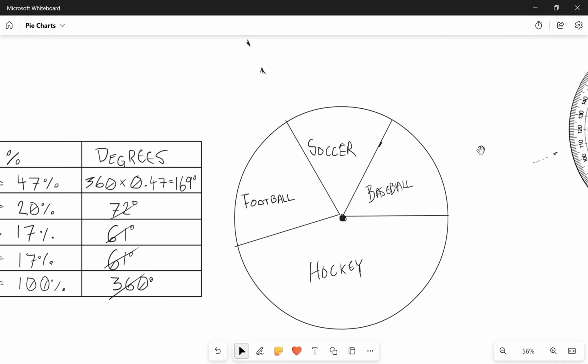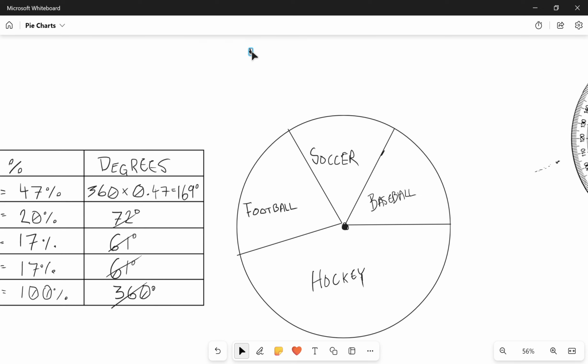And then every chart, every graph needs what? Needs a title. Because we need to know what we're looking at when we're looking at this chart. So because this was students' favorite sports picked out of 4, I might just call it students' favorite sports. And there we are. We have made a pie chart based on our data.